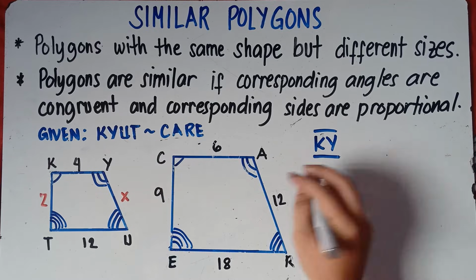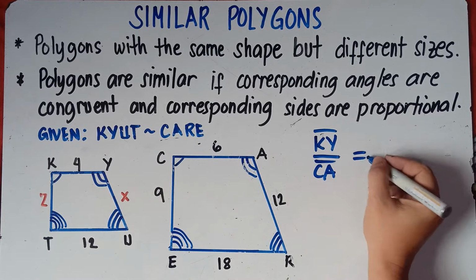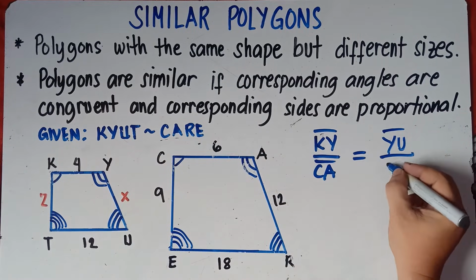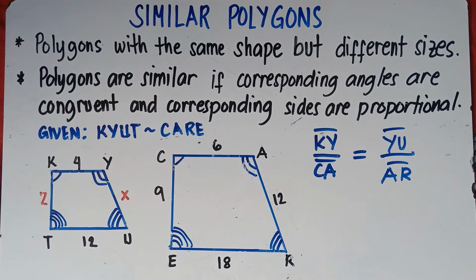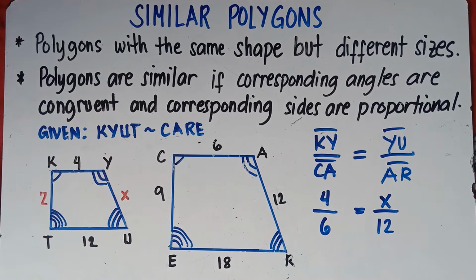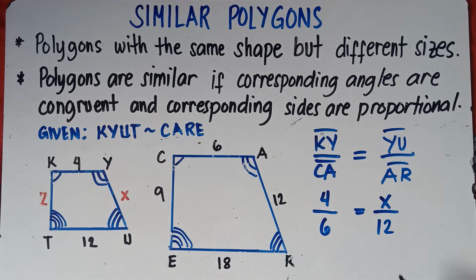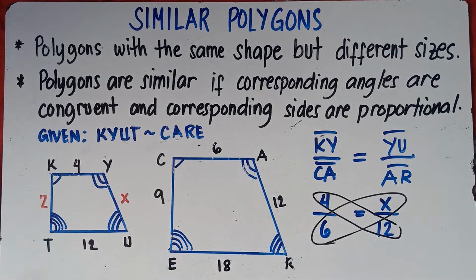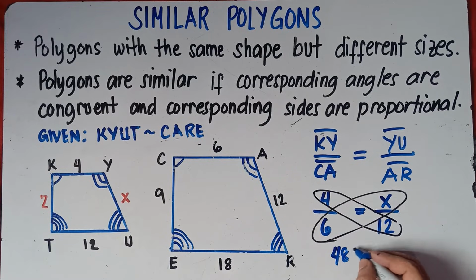Line segment KY over line segment CA is equal to line segment YU over line segment AR. So substitute the values. KY, that is 4, over CA, that is 6, is equal to YU, that is x, over AR, that is 12. To find the value of x, you can do cross multiplication. You cross multiply 4 times 12 and 6 times x. So 4 times 12 is 48, equals 6 times x, that is 6x.